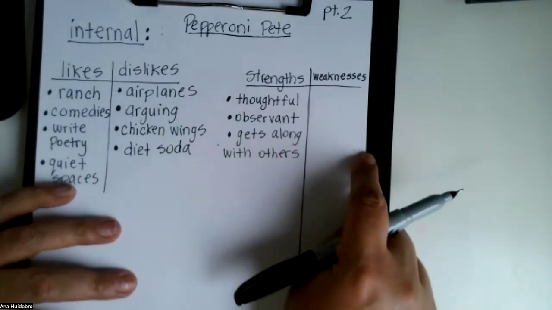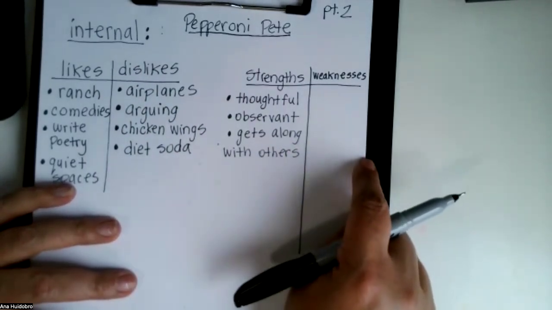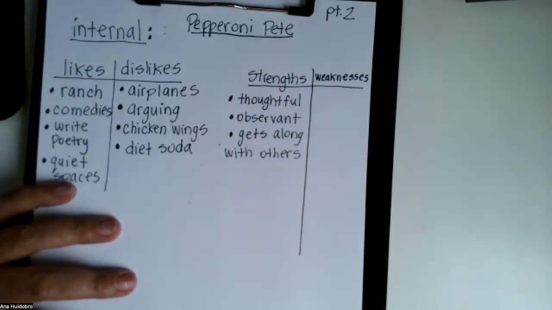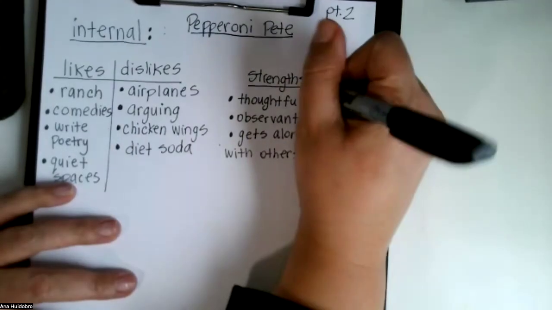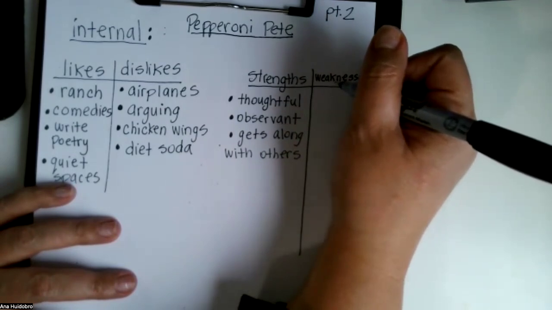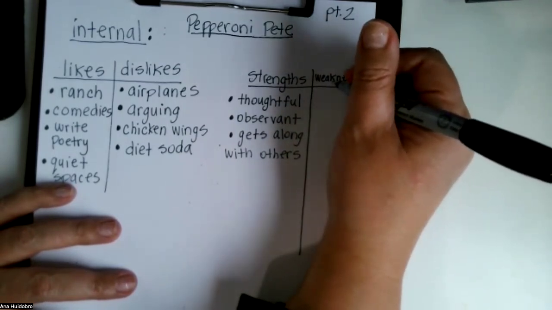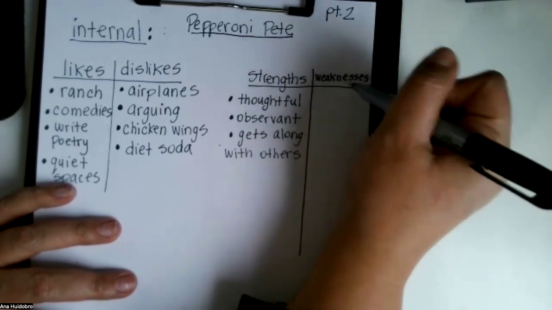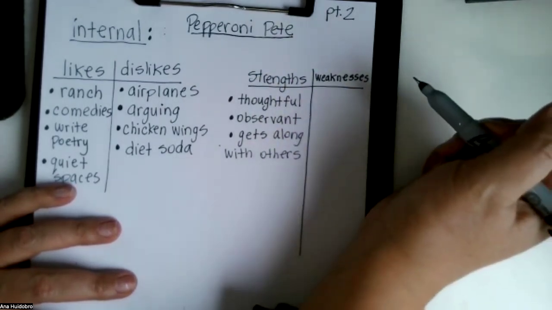Pepperoni Pete. Weaknesses, areas that he needs to work on. These are areas that may cause some conflict. These are areas where his character could use some improvement. And every good character is going to have some strengths and some weaknesses. Sometimes we'll have some characters that are always a superhero, but especially as you get older, the more movies, shows, and books you read, the more complex the character, the more you can see their strengths and their weaknesses at the same time.